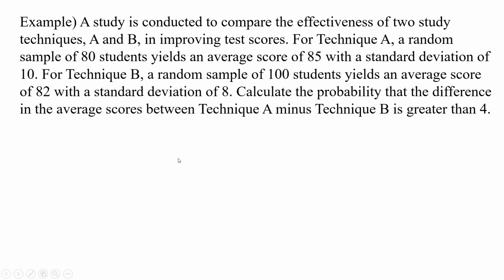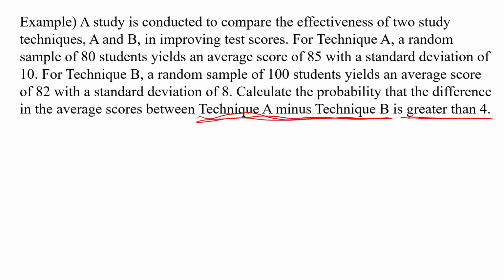Which brings us to our example. We're only going to do one example in this video, and we'll practice more in your assignment. So this example: a study is conducted to compare the effectiveness of two study techniques, A and B, in improving test scores. So for technique A, a random sample of 80 students has an average score of 85, standard deviation 10. For technique B, a random sample of 100 students has an average score of 82 and a standard deviation of 8. Calculate the probability that the difference in average scores between technique A minus technique B is greater than 4.